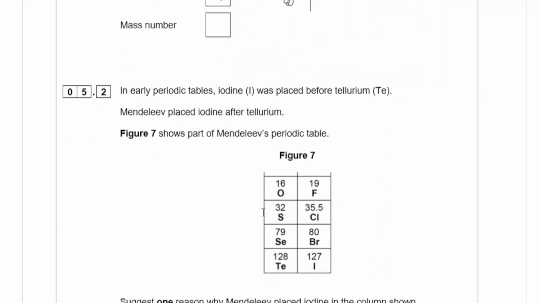In early periodic tables, iodine was placed before tellurium. Mendeleev placed iodine after tellurium. Figure 7 shows part of Mendeleev's table. So this is iodine here, I, and tellurium is to the left of it. So in the early periodic table, iodine was placed before. Let me write. In the early periodic table, it was I and then Te. Mendeleev's is actually Te and then I.